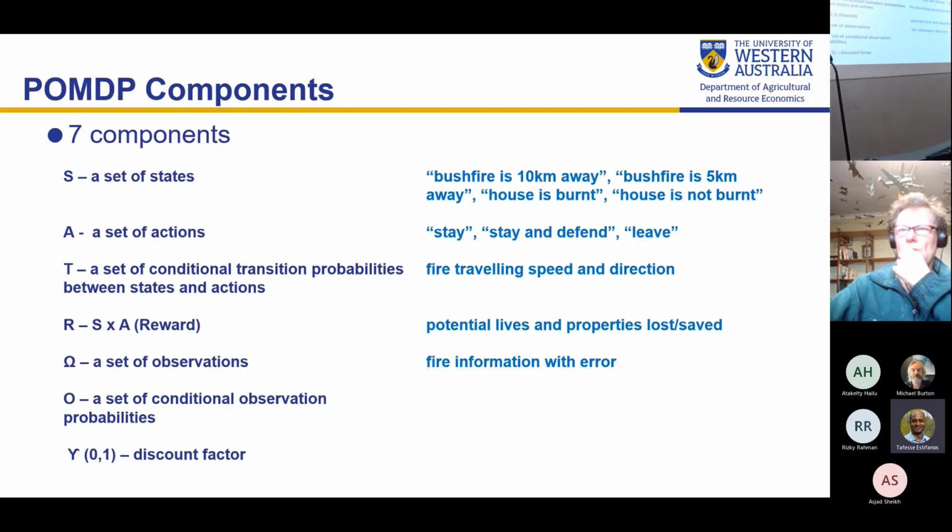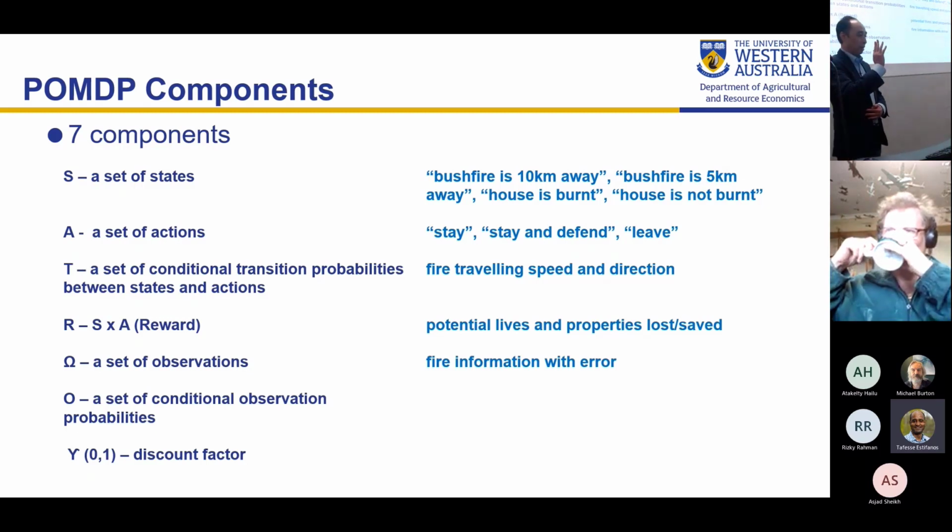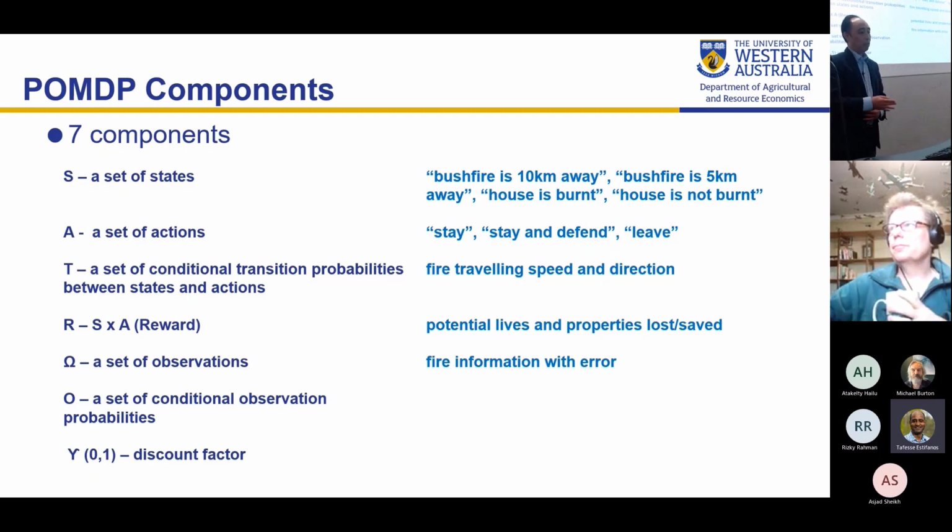So in POMDP, there are 7 components. I list all the components on the left and some of the examples on the right. So we have a finite set of states. You can imagine we have the states about how far the bushfire is away from you, whether the house is burnt or not burnt, the status of the house. We have a set of actions. You can stay and defend, or you can leave.